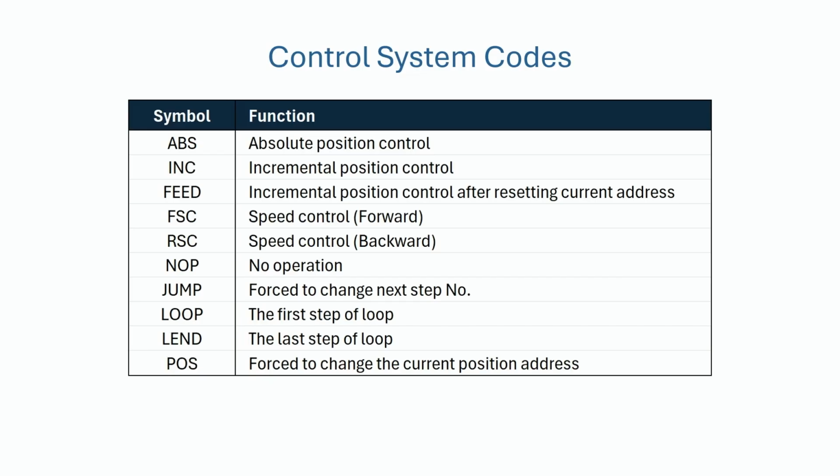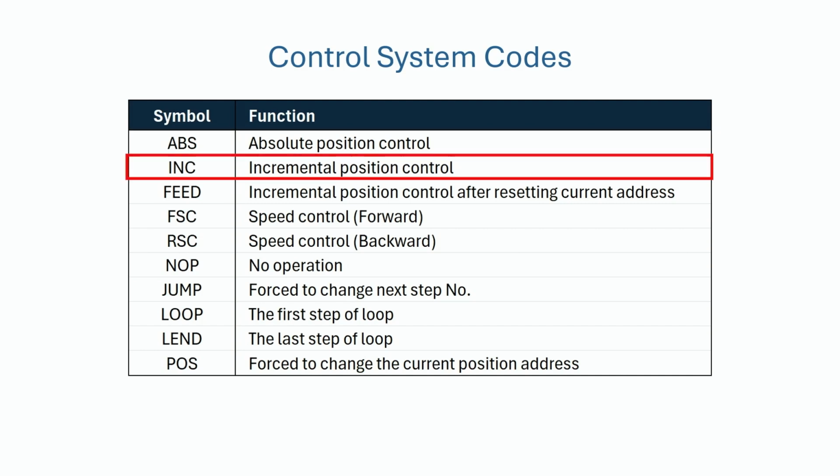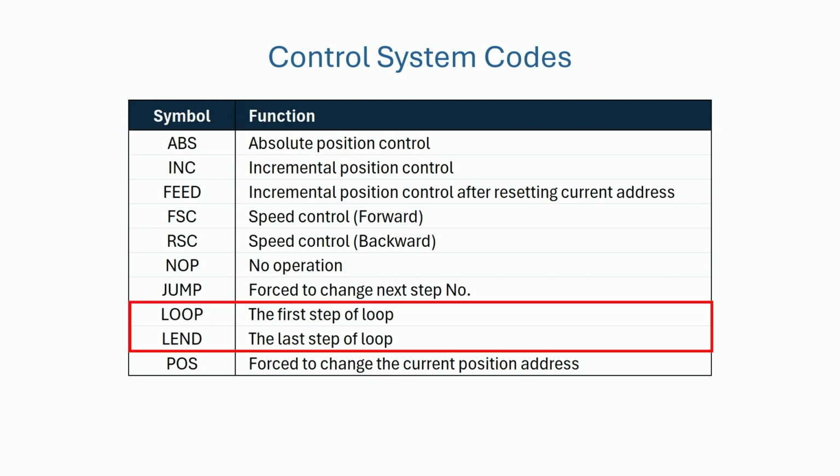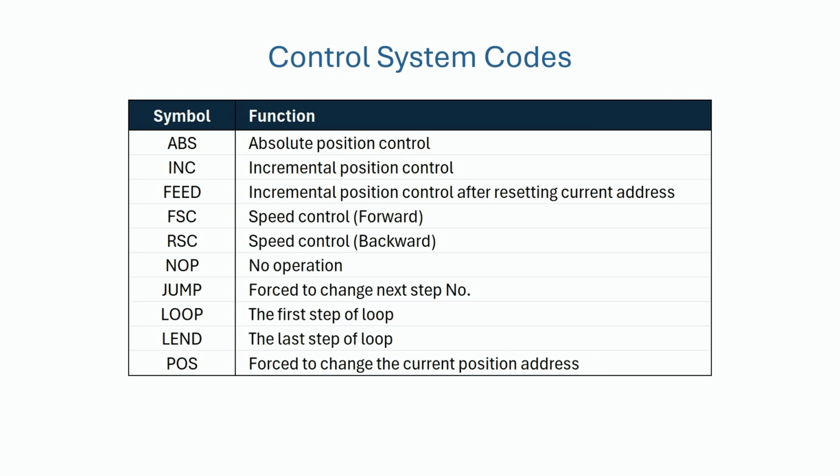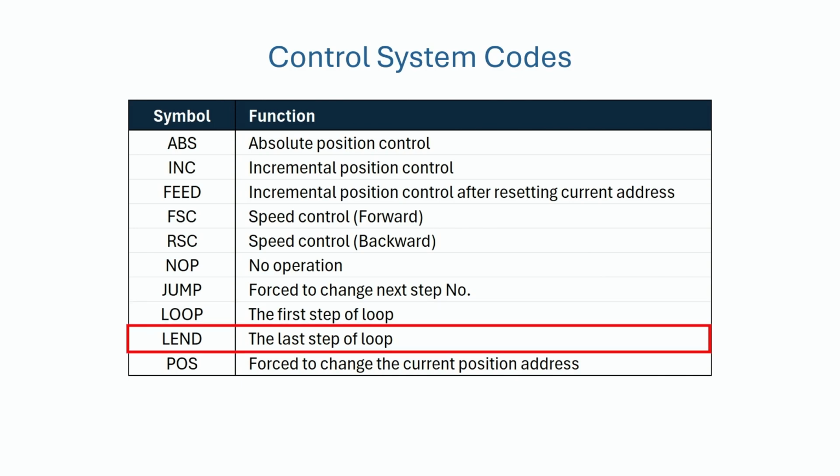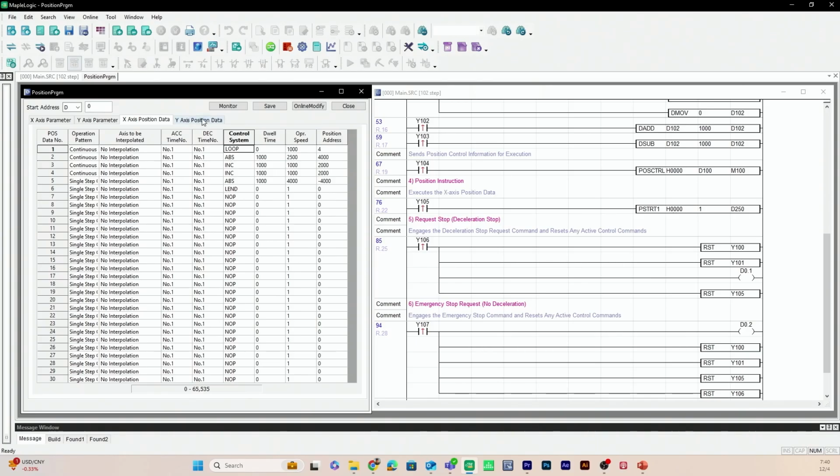In the example, we are using absolute position control and incremental position control. Now, another one that you may use is LOOP and LEND. These would execute the position data repeatedly. The LOOP command would mark the beginning of the loop, and LEND would be the end. So in MapleLogic, you would choose LOOP as the control system for position data 1, and then under position address, you would enter 4. Because the loop is set as a position address of 4, the position data 2, 3, 4, and 5 will repeat 4 times. And then for position data 6, you would choose LEND, and that would end the loop.